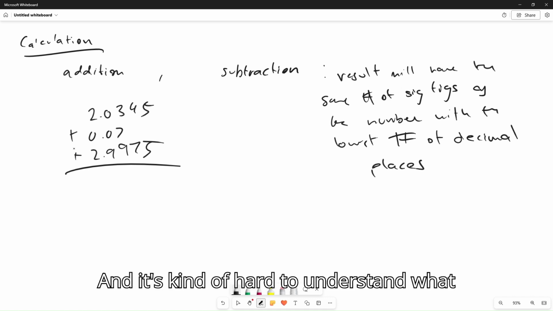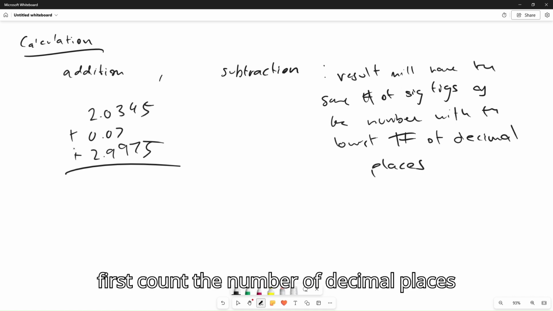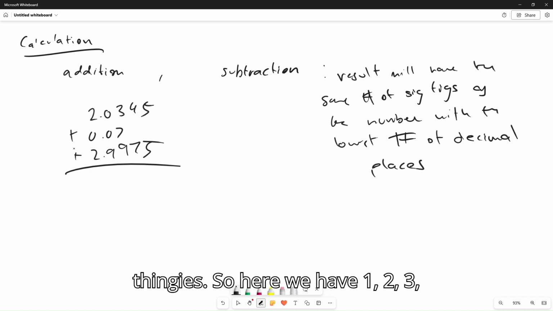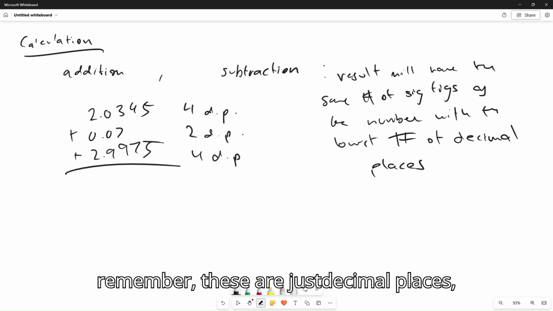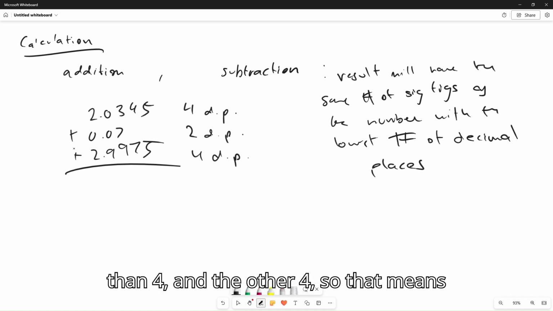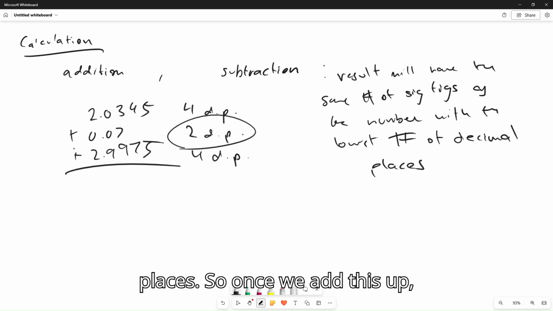It's kind of hard to understand when I write it down, but just look at this example. Let's first count the number of decimal places in each number. Here we have 1, 2, 3, 4, so 4 dp. Here we have 2 dp. Here 1, 2, 3, 4, also 4 dp. Remember, these are just the digits after the decimal point. 2 is less than 4 and the other 4, so our answer will have 2 decimal places.